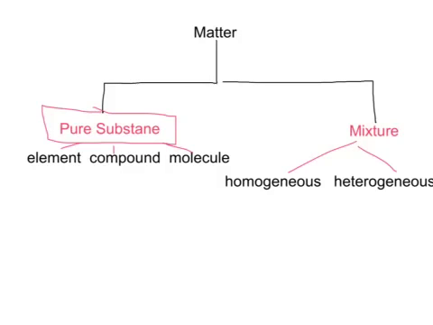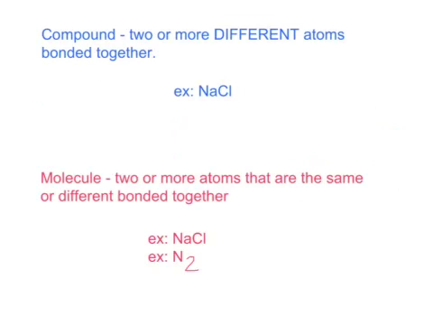A molecule is very similar to a compound. So in order for you to understand the difference between a compound and a molecule, it's really important you write the definition down. They sound very much the same. So let's take a look at these two definitions, compound and molecule. A compound is two or more different, notice I'm underlining different, atoms bonded together. So for example, I have Na, which is a different element bonded to Cl. A molecule is two or more atoms that are either the same or different.